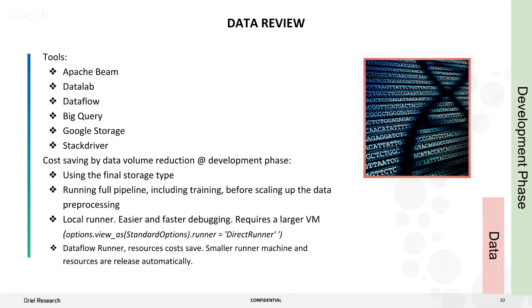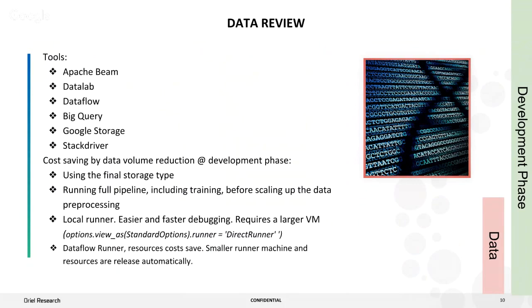And the way we're saving cost is using a small set of data with the finite storage type, as Robert just said. You can do your unit testing or something like that, and then run the full pipeline, including the training and everything, and then scale up before using all the mass data that you have.